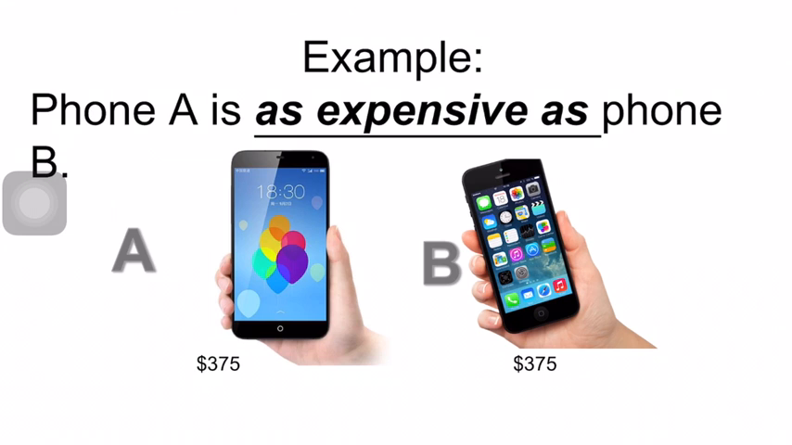Look at phone A and phone B. Phone A worth $375 and phone B worth $375. So we can conclude that phone A is as expensive as phone B.